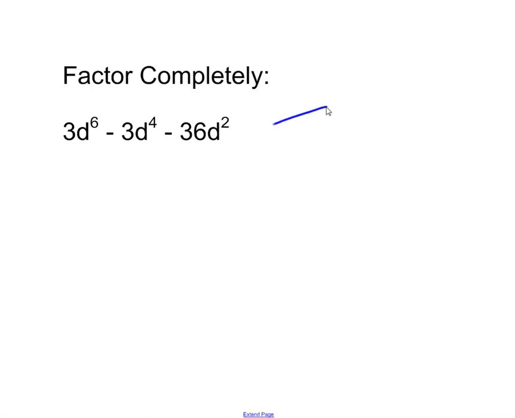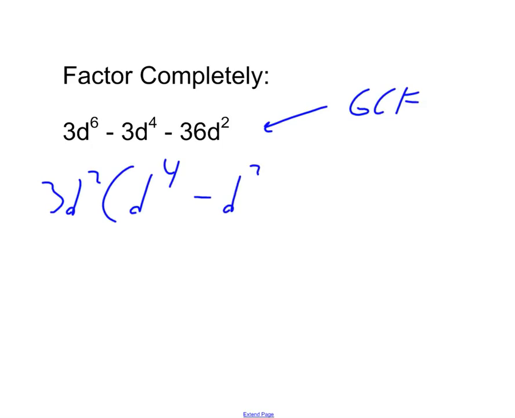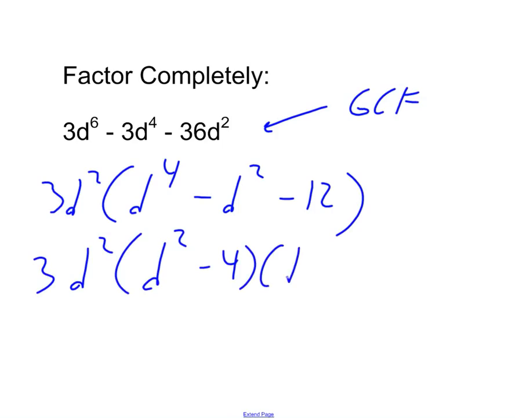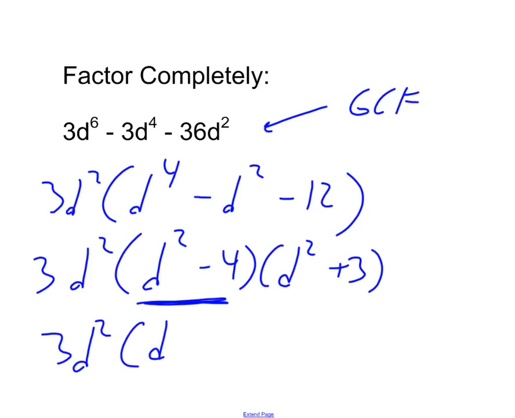Okay, so this one's similar to the ones we saw before. There's a GCF. Always take the GCF out first. We're going to pull a 3d squared out, which will leave me with d to the 4th minus d squared minus 12. And now we have that same pattern, to the 4th, squared, and 12. So we're going to factor this down into 3d squared times d squared minus 4 and d squared plus 3. Good? Are we done? No, because there's a difference of squares right here. This will leave us with 3d squared times d plus 2 times d minus 2 times d squared plus 3.